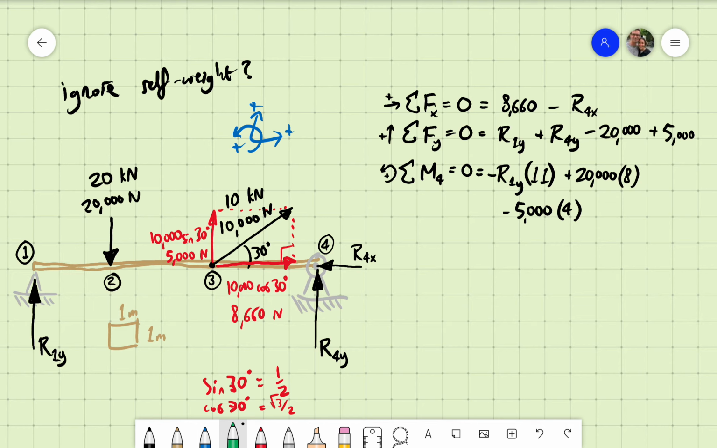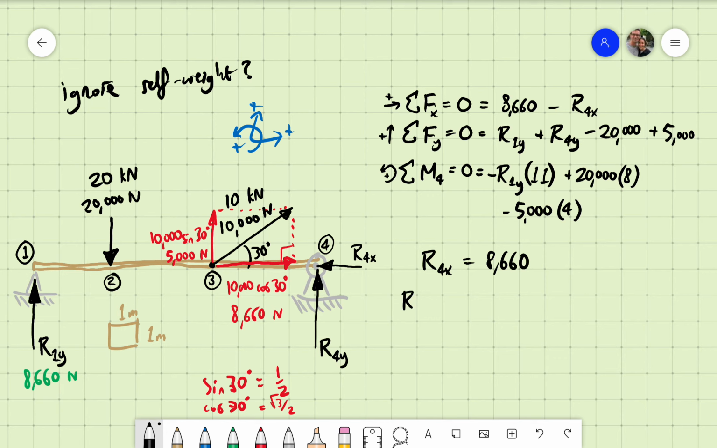First one's pretty easy. We take the Fx equation and we simply rearrange it. We add R4x to put it on the left-hand side, and that just answers itself. There it is, R4x. We found it. 8,660 newtons, 8.66 kilonewtons. Done. And now that kind of removes that out of the way. Now we have two equations left with two unknowns. So again, very, very solvable. Let me rearrange the Fy equation.